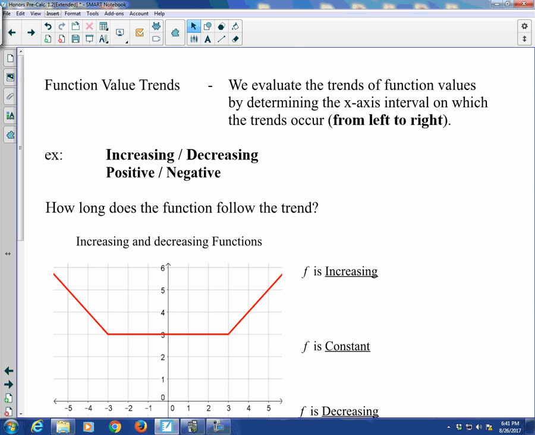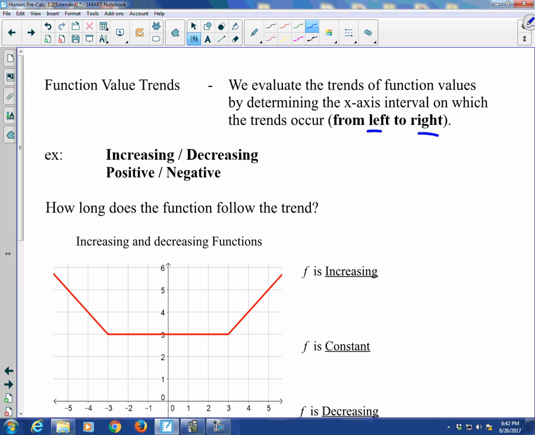Okay, so in this video we are going to talk about function value trends that we evaluate on the x-axis. So in general we're saying here that we have trends in function values that are being determined by the x values we're plugging into the function, and we want to determine what x values are causing these trends to occur. And when we do this, we evaluate trends of the function values by determining the x values in which they occur from left to right.